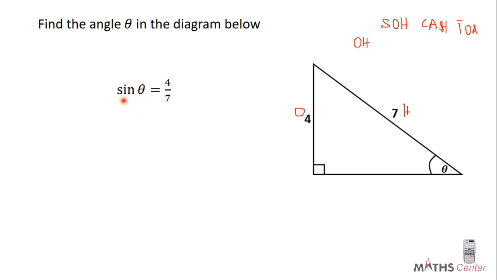So sine theta, sine of this angle, which is theta, is equal to the opposite to theta, which is 4, divided by the hypotenuse, which is 7. So we have sine theta is equal to 4 over 7. How do we find theta from here? You have to find the sine inverse. To find theta, we need to find the sine inverse of 4 over 7, or 4 divided by 7.